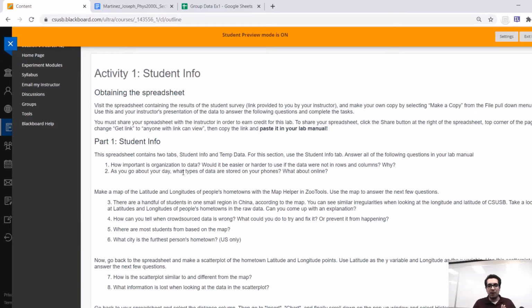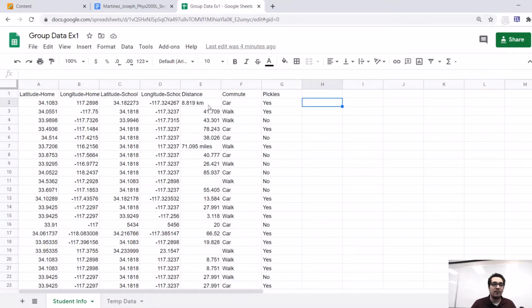Okay, so the next part asks you to make some maps. And we're going to do this in Google Sheets using the Zoo Tools add-ons that we installed into our Google Sheet. So we're going to go to our Google Sheet, and it asks us to make a map of longitude and latitude of this data that we have.